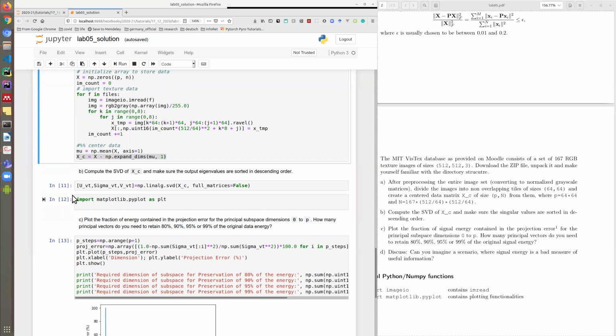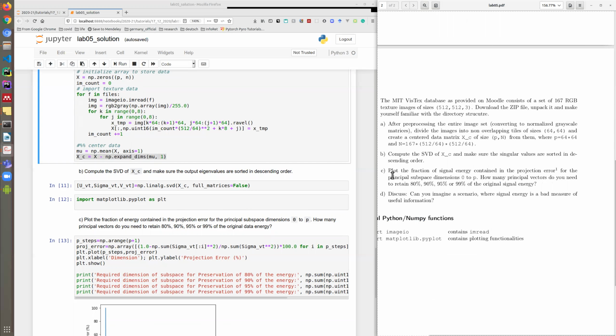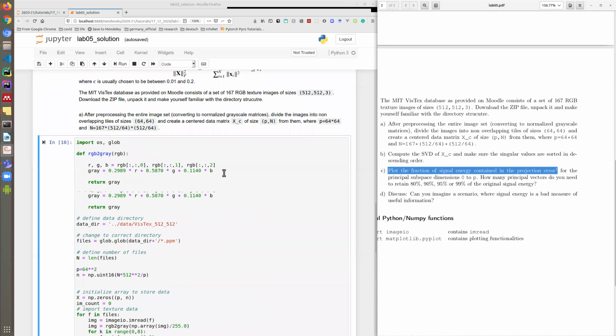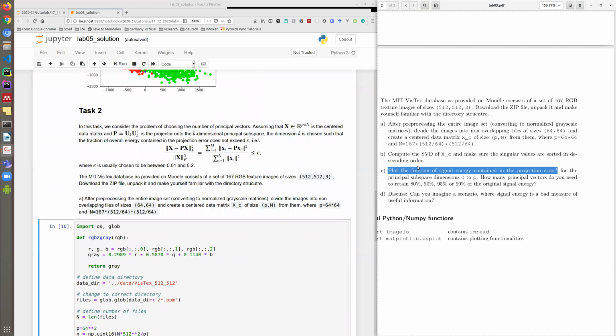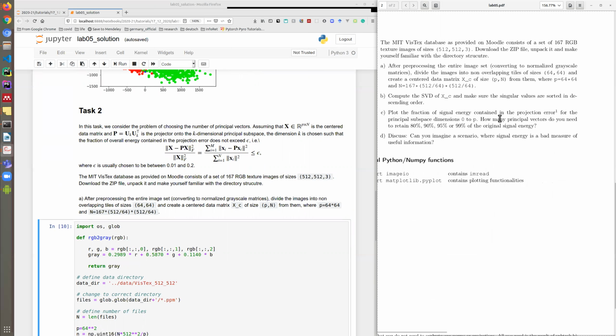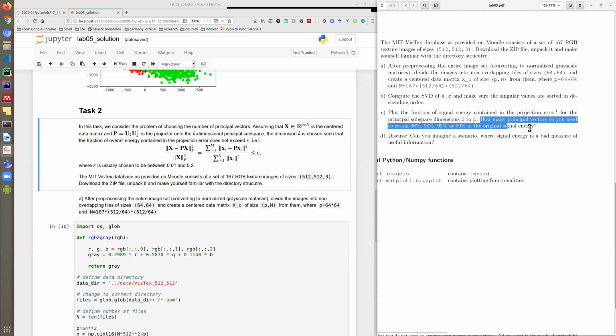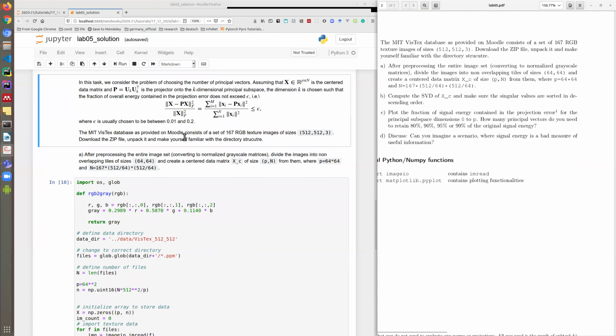And afterwards, yeah, this was task B. And again, we were lucky that they were already sorted in descending order. So the next thing is we want to plot the signal energy contained in the projection error. As we saw, this is what we call the projection error. So now we want a plot with number of dimensions and projection error, so how this value changes with this k. This is what we want here. So how many principal vectors do we need to retain 80%, 90%, 95%, or 99% of the original signal energy? This is now what we want to see.